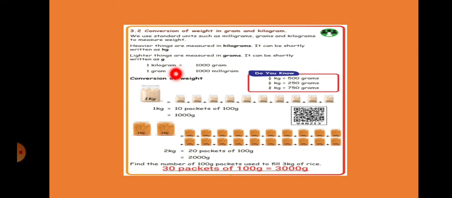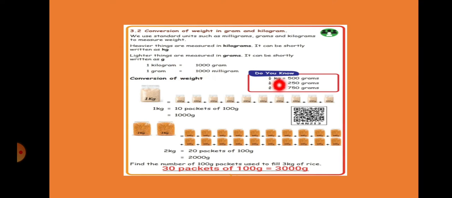1 kilogram is kg. 1 kg is 1000 grams. Gram is g. 1 kilogram is 1000 g. 1 gram is 1000 mg. So the smaller unit is milligram, that is mg. The bigger unit is kilogram, kg.